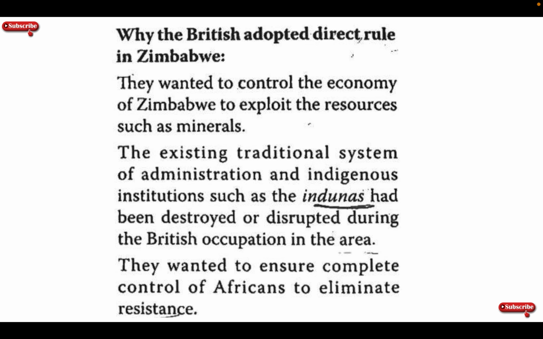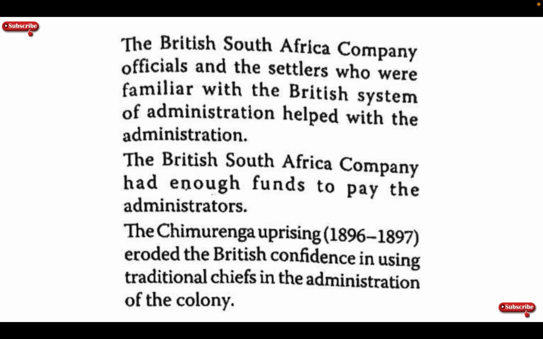They wanted to ensure complete control of Africans to eliminate resistance. The British South Africa Company officials and the settlers who were familiar with the British system of administration helped with the administration. The British South Africa Company had enough funds to pay the administrators. The Chimurenga Uprising, from 1896 to 1897, eroded the British confidence in using traditional chiefs in the administration of the colony.